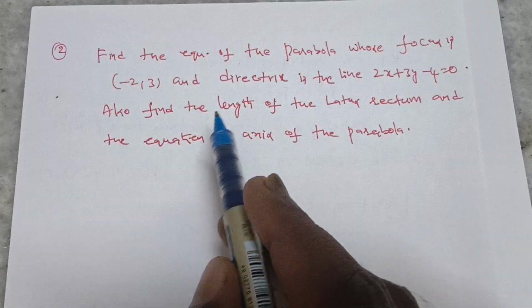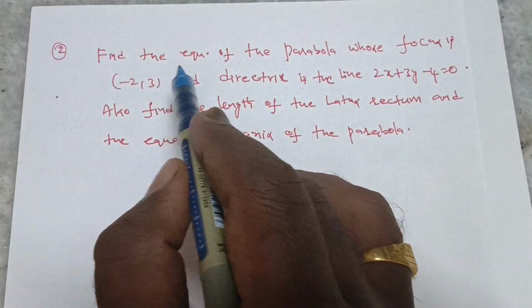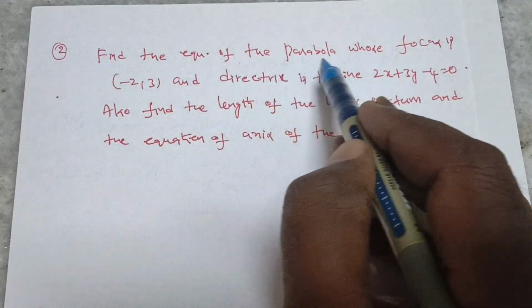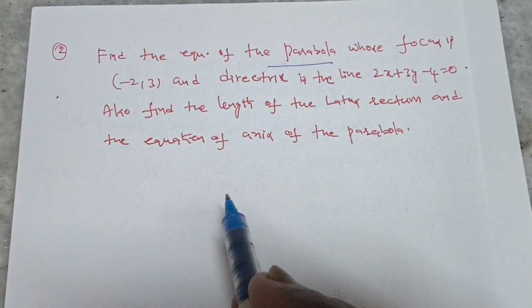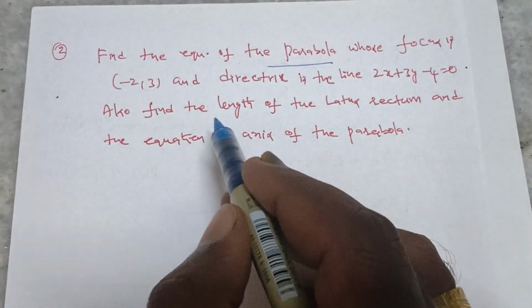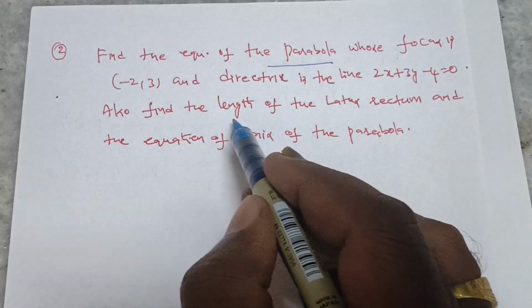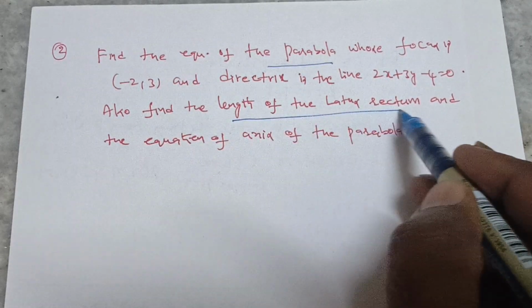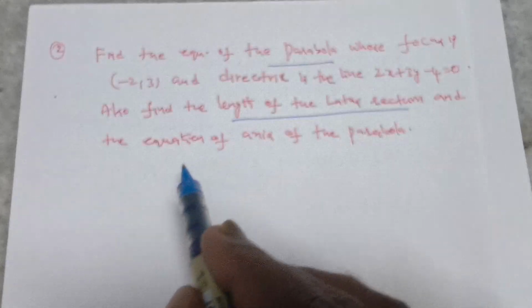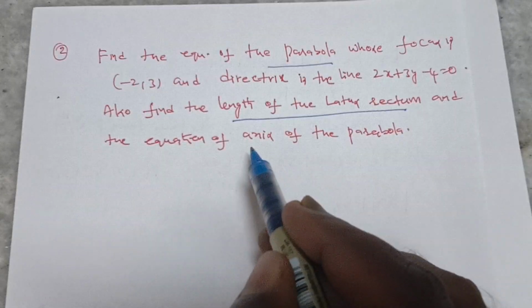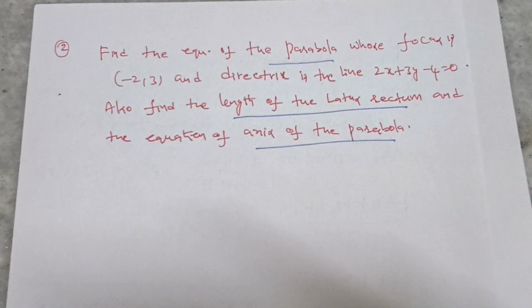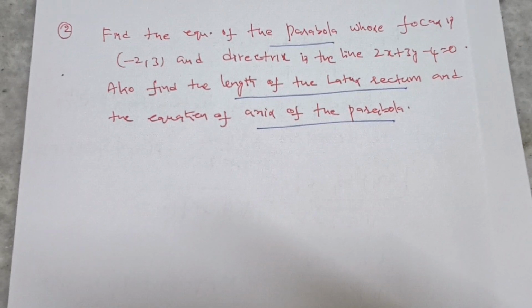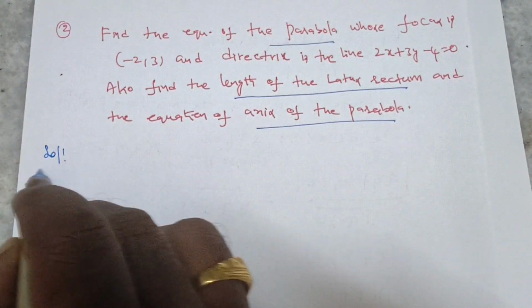Here the given question says we need to find the parabola first by using this information. Secondly, we need to find the length of the latus rectum. And thirdly, we will find the axis of the parabola. We will see one by one here. Solution.